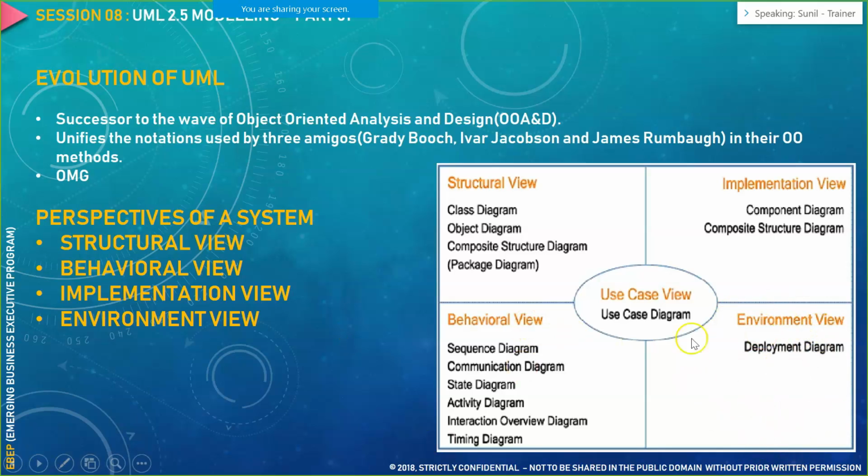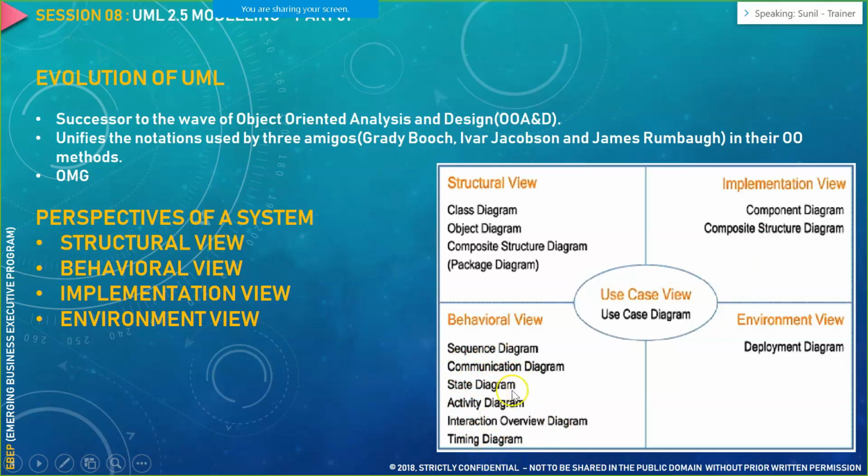So to depict those environmental views, we use a deployment diagram. Essentially there are multiple diagrams in place which help us achieve these four perspectives of a system. To summarize, the structural view would have these three categories of UML diagram. The implementation view would have these two categories of UML diagram.